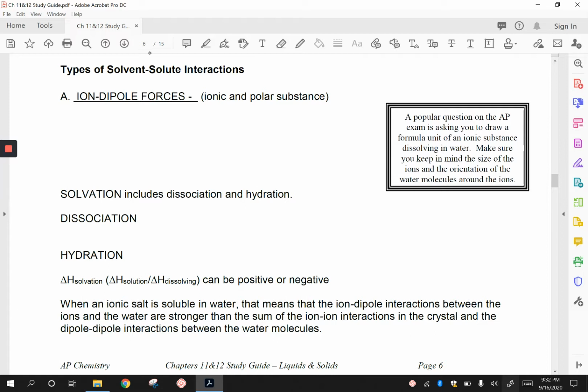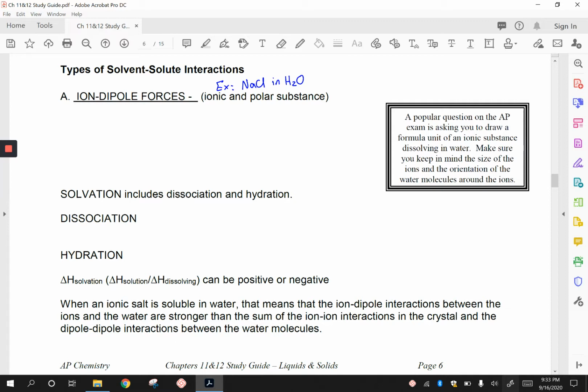So this would be for something that's ionic and polar mixing together. So for example, if I take NaCl and dissolve it in water, I would call the attractions between the NaCl and the water ion-dipole. Ion because NaCl is ionic, so it has ionic interactions. Dipole because water is polar, and it has dipolar hydrogen bonding interactions. When we're mixing two things together, a lot of times we use dipole in general as opposed to specifying whether it's H bond or just a regular dipole.